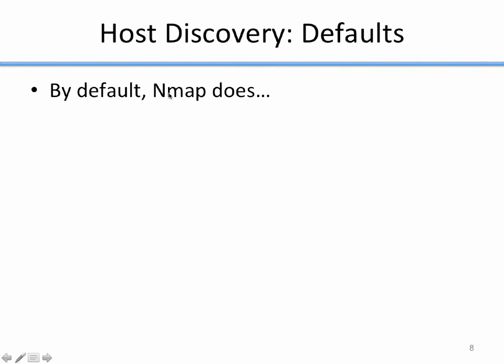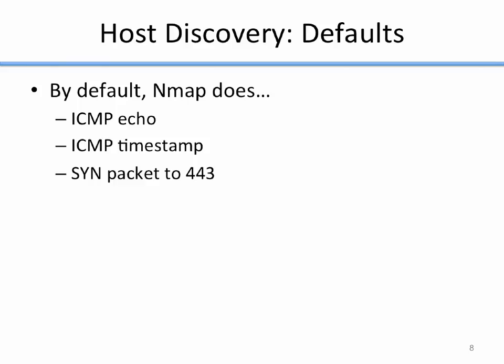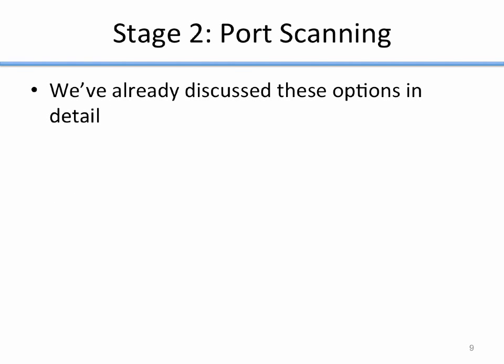So by default, if you don't specify any of these host discovery options, Nmap will still do host discovery. And by default, it will send an ICMP echo packet, an ICMP timestamp packet, a SYN packet to port 443, and an ACK packet to port 80. So it'll send those 4 packets to every host in the list and just look for any reply.